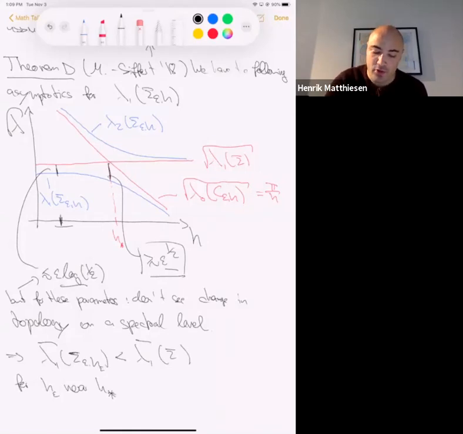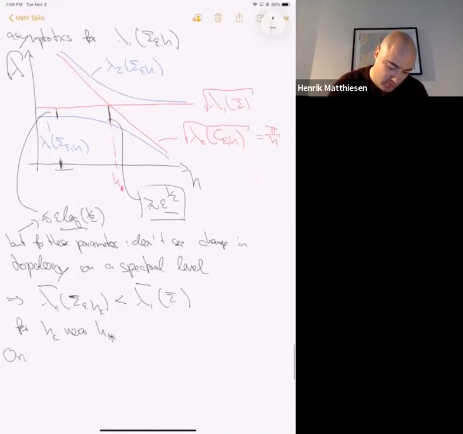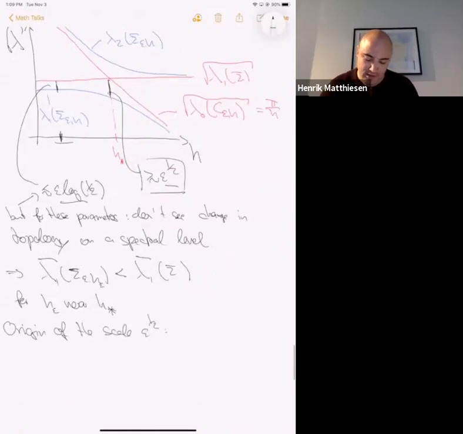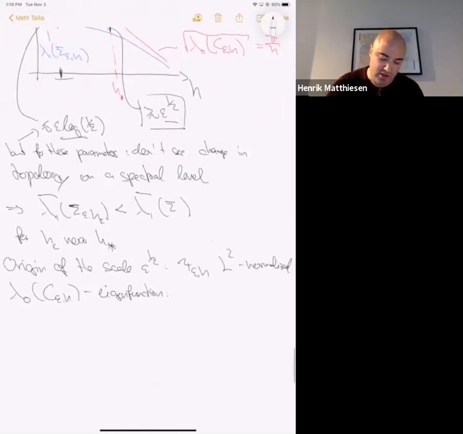But there's something more important here. The more important thing is to understand why this happens. The origin of the scale epsilon to the 1/2 is the following. Let's say you take psi epsilon h, the L2 normalized Dirichlet eigenfunction on the collapsing part, so lambda 0 of c epsilon h eigenfunction. Then you see, if you compute the boundary integral of the normal derivative, I've computed this.